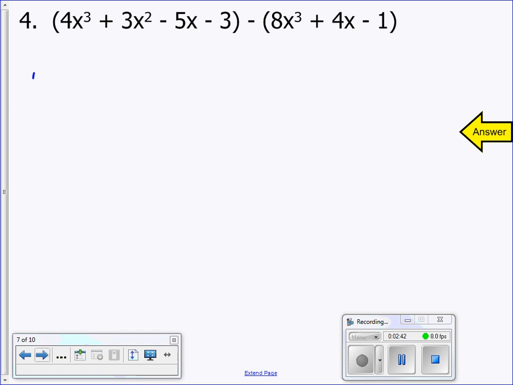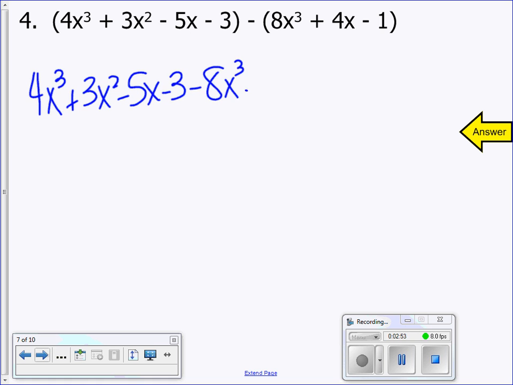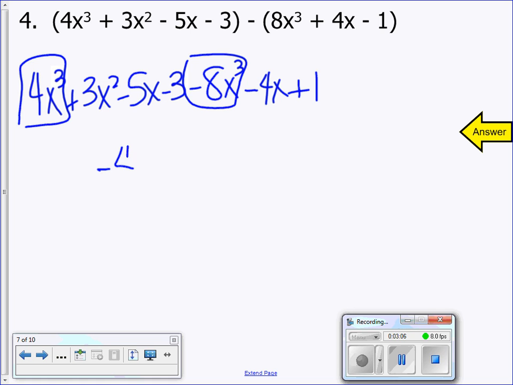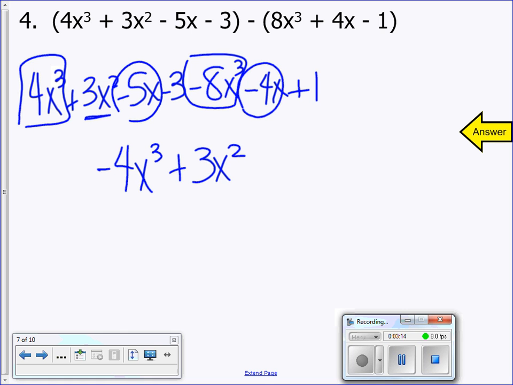All right, we got another one. 4x cubed plus 3x squared minus 5x minus 3 minus 8x cubed minus 4x plus 1. So add these together, 4x cubed and 8x cubed. That is negative 4x cubed. And we've only got this squared, so plus 3x squared. Got this one and this one, so that's minus 9x. And then negative 3 and positive 1, it's minus 2.